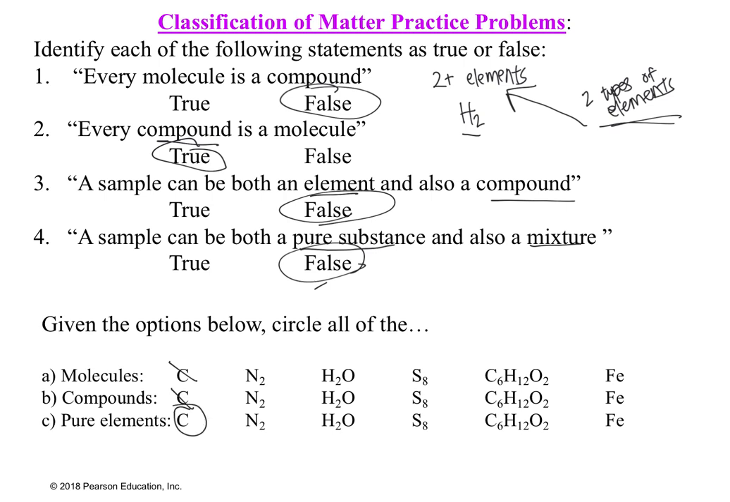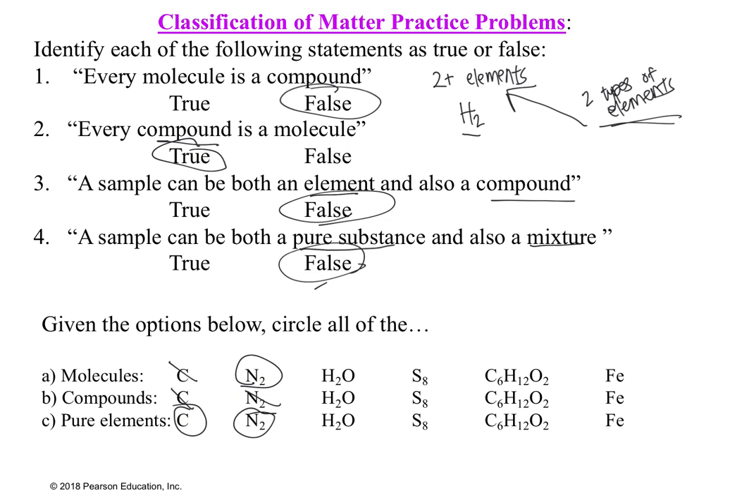When we look at nitrogen gas, N2, it is a molecule. It's made up of two or more atoms. It's not a compound because those atoms are the same, and it would be a pure element. So that is actually how nitrogen shows up in nature.